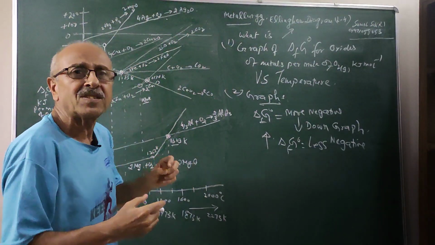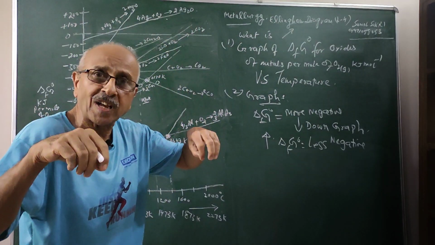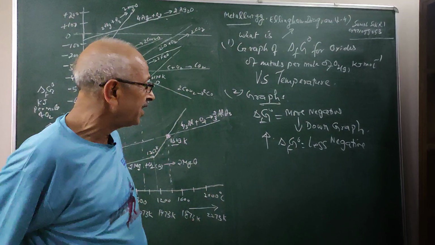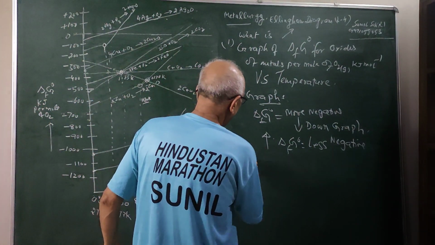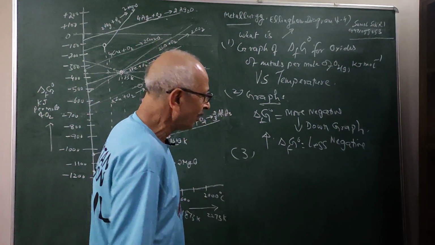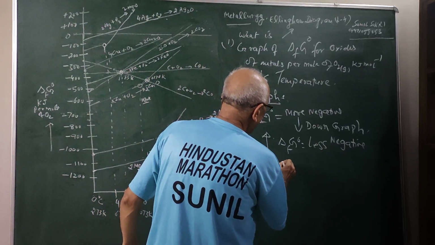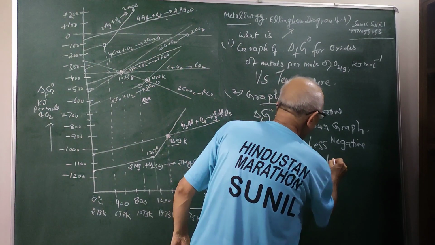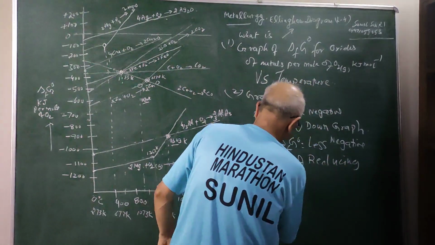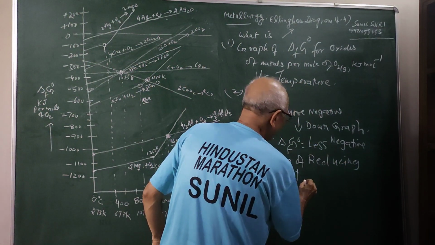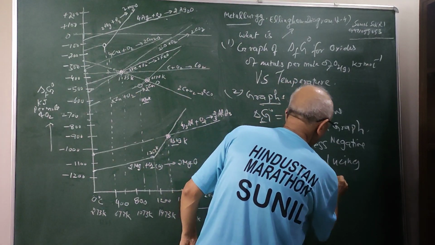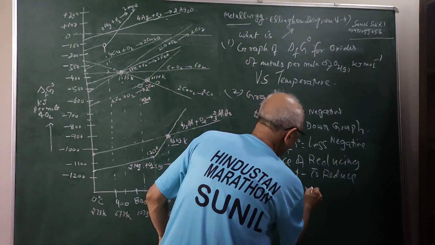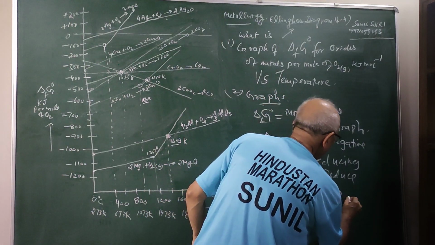Now what is the purpose of all this? How will it help us in reducing the metal oxides to metals and making a proper choice of the reducing agent? What I am trying to tell you is that this graph is very important and helps us in making a choice of the reducing agent. Reducing agent means to reduce metal oxides into metals.